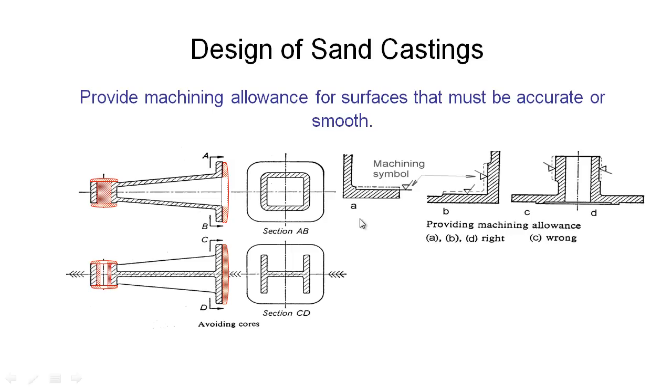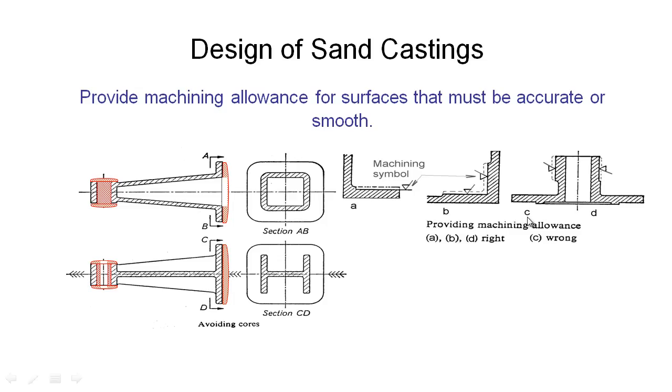Looking at these four examples on the right hand side, we see some recommendations for how you should provide your machining allowance so as not to disrupt the casting process. So in this case, if that surface of this part needed to be flat, then we can allow a bit of extra material and machine it down there, that's fine. On this one here, if we want that surface flat, we can apply some more material in the corner and machine down to it.